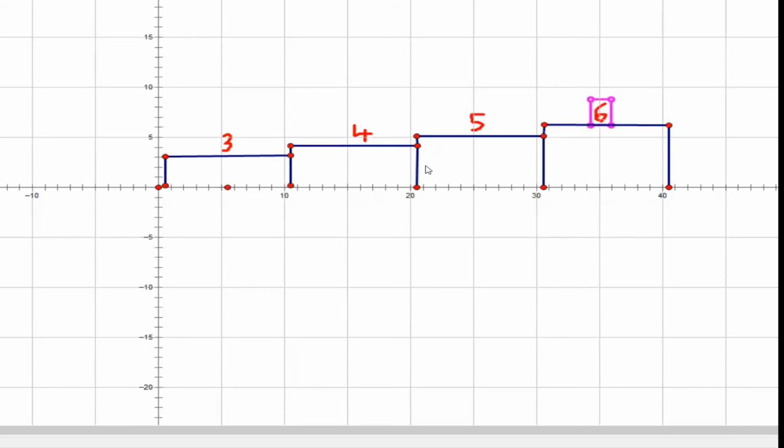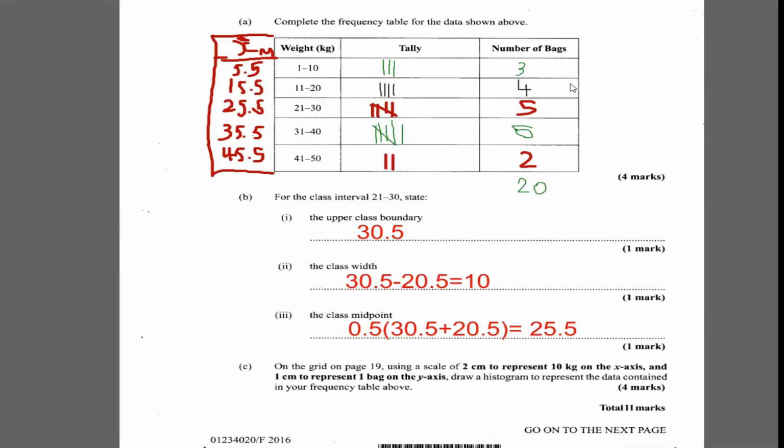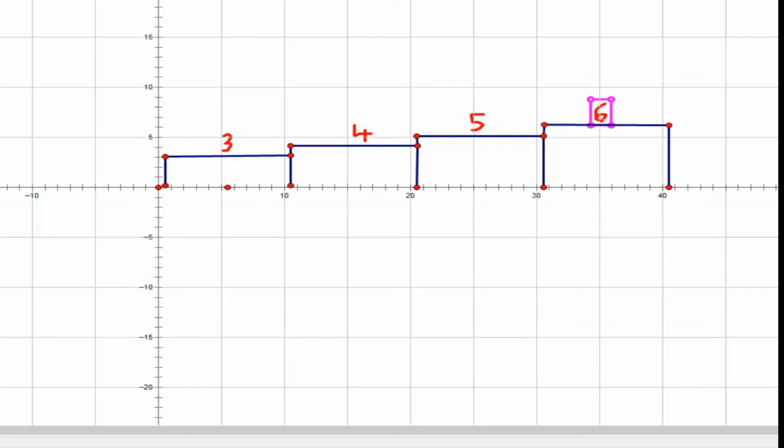Let's check it. Yes, 2 to 45.5. So let's do that last one now. This is when x is 2. So go all the way down in line with it. This is 2. That's it. This is the histogram now.